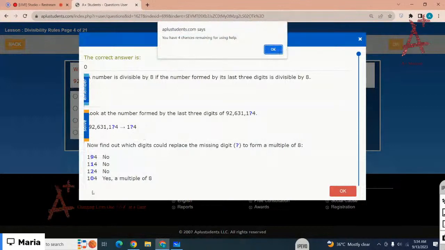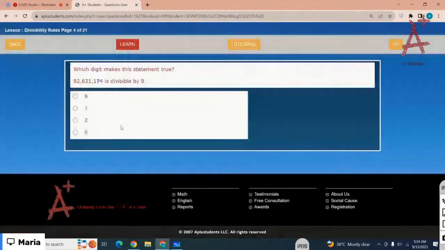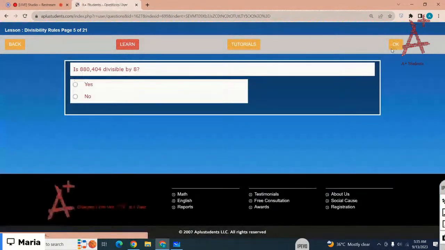Okay, you can put 0 here because 104 is a multiple of 8, so it would be 0. The correct option is 0, not 2, right?